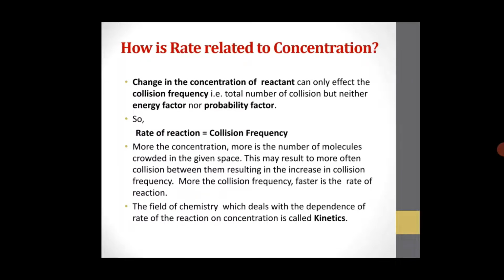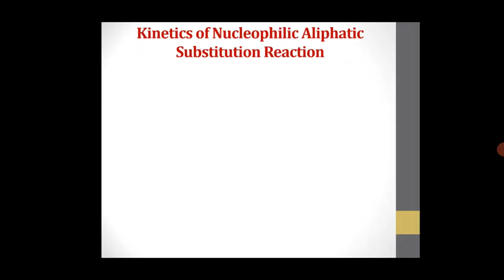The field of chemistry which deals with the dependence of the rate of reaction on concentration is called kinetics. So let's look at the kinetics of nucleophilic aliphatic substitution reaction with reference to SN1 and SN2 reaction. Methyl bromide reacts with hydroxide ion in aqueous ethanol to give methanol plus bromide ion. This is an SN2 reaction.